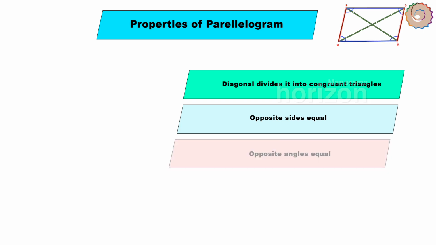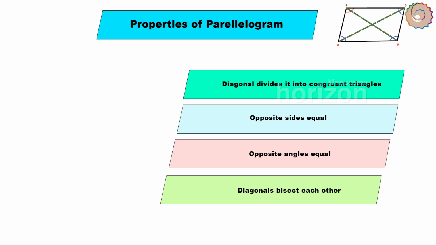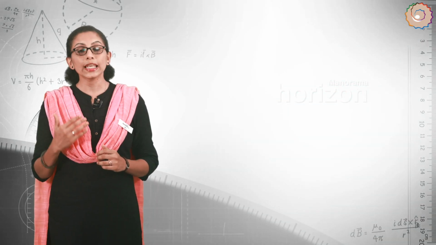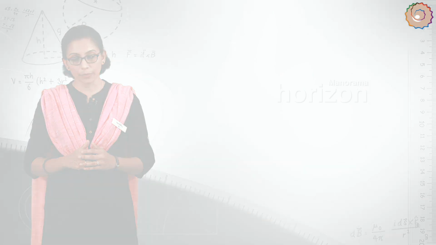Next, third one, opposite angles are equal. Angle P is equal to angle R, angle Q is equal to angle S. Fourth property, diagonals of a parallelogram bisect each other. Diagonal PR and diagonal QS bisect each other. Now, we need to see the proof of each property.